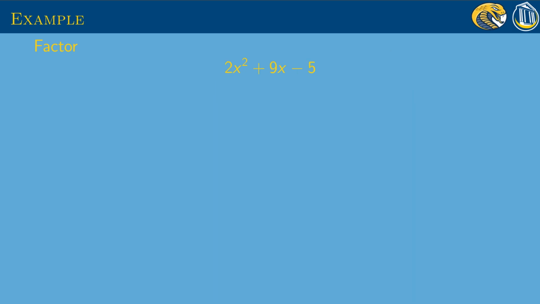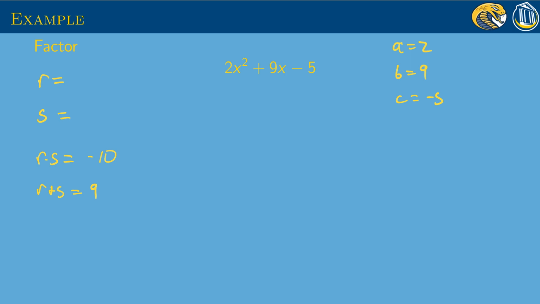Let's try one more example. This time a equals 2, b equals 9, c equals minus 5. Again, we're looking for two numbers, r and s, where r times s equals a times c, that's negative 10, and r plus s equals 9.